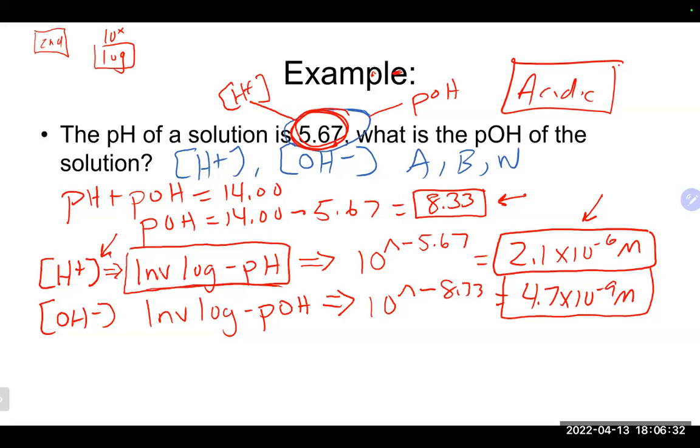When you actually type into your calculator the inverse log by hitting the second button and the log button, on most calculators, it usually will pop up a 10 and a caret on the display when you look at it. And then you want to hit the negative button and then the 5.67, which is the pH. And that number that you get when you do that will be the H plus concentration.